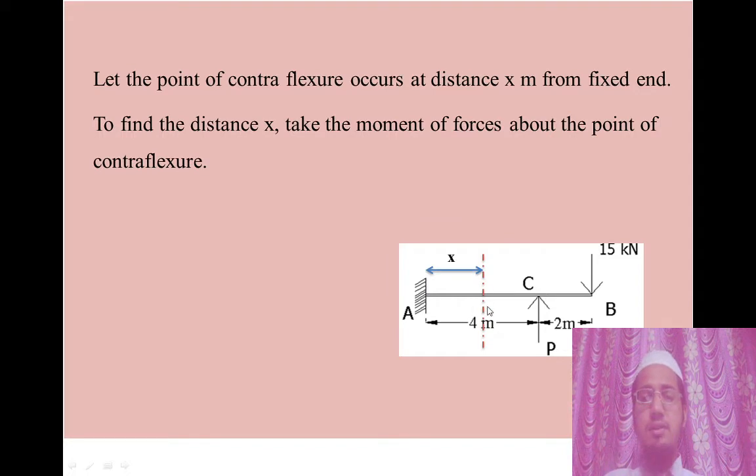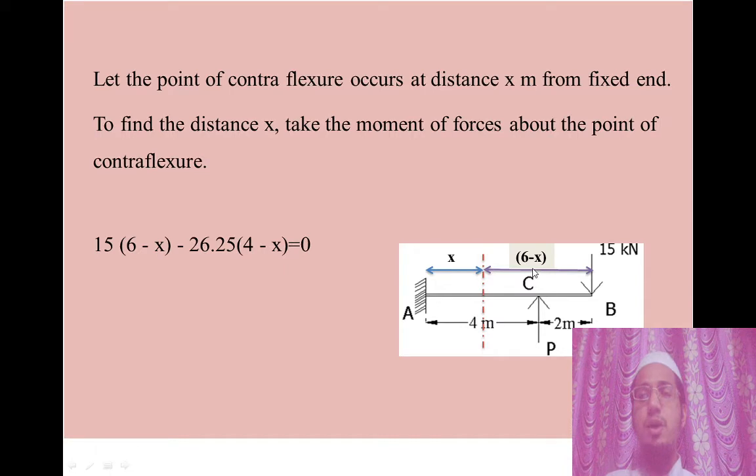Point of contraflexure is there. Now to find this distance x, take a moment of forces about point of contraflexure. From this point we will take moments and we will equate it to 0. As we know, at this point moments are 0. So 15 into this distance, total 6 minus x.